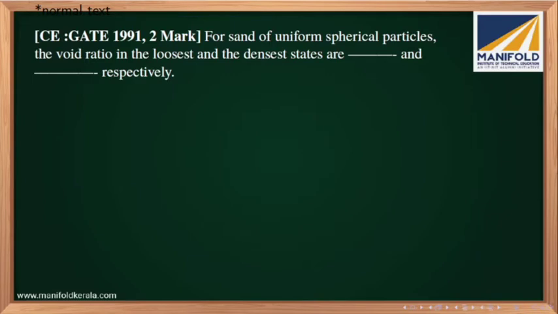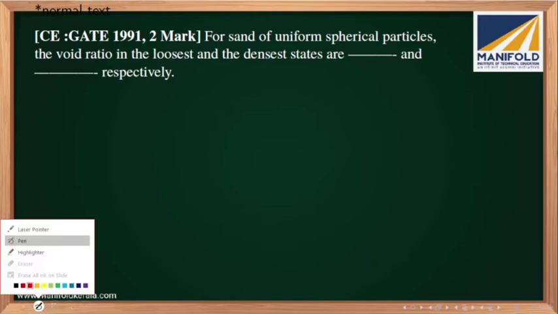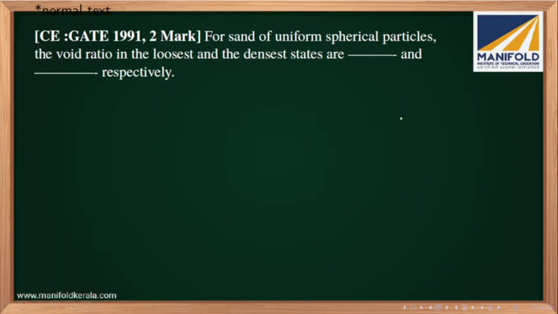The first question was asked in GATE 1991. For sand of uniform spherical shaped particles, the void ratio in the loosest and the densest state are dash. So it is already mentioned that the soil particle is spherical in shape.